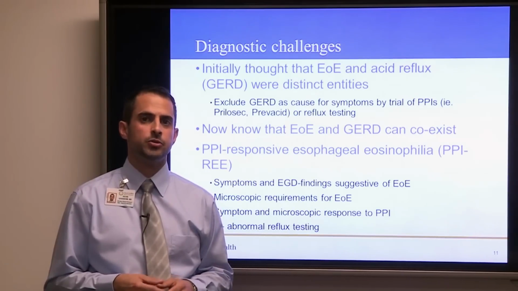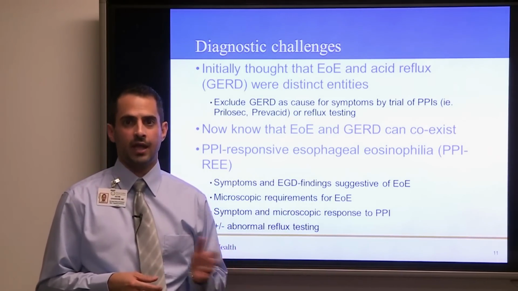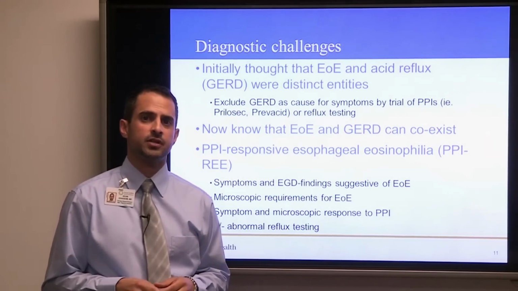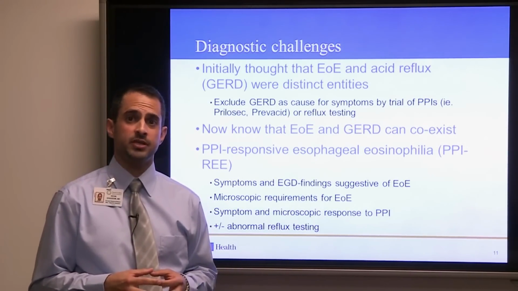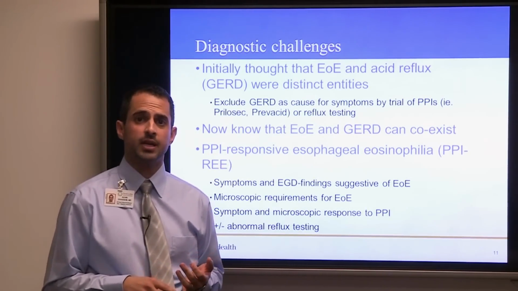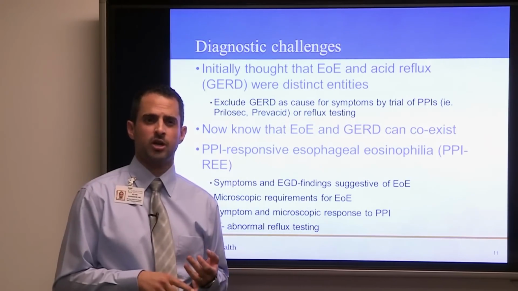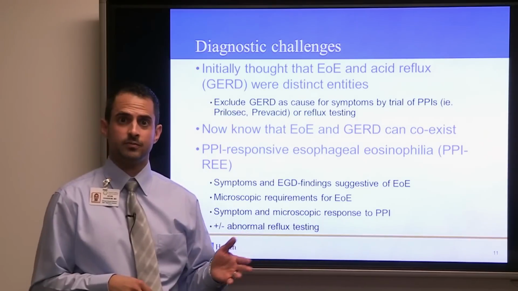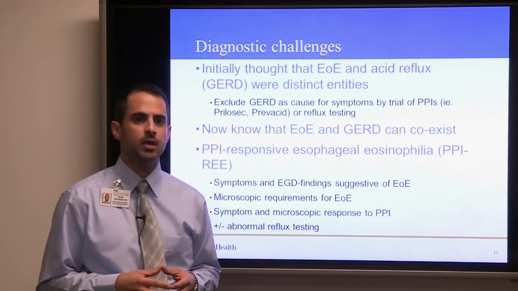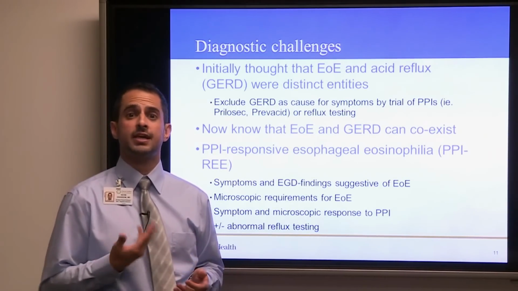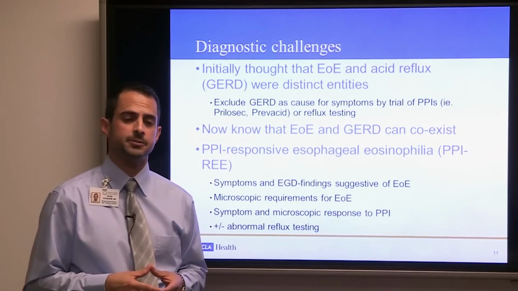And when the first guidelines for adult eosinophilic esophagitis came out in 2007, it was thought that these had to be two distinct entities. You couldn't have one and have the other. So if you were going to diagnose someone with eosinophilic esophagitis, you also had to make sure they didn't have reflux. And you could either give them a trial of acid-blocking medications called proton pump inhibitors, which we'll talk about in a little more detail later, and they had to fail, have no response to that. Or they had to undergo formal reflux testing to see if there was acid reflux coming up in excessive amounts.